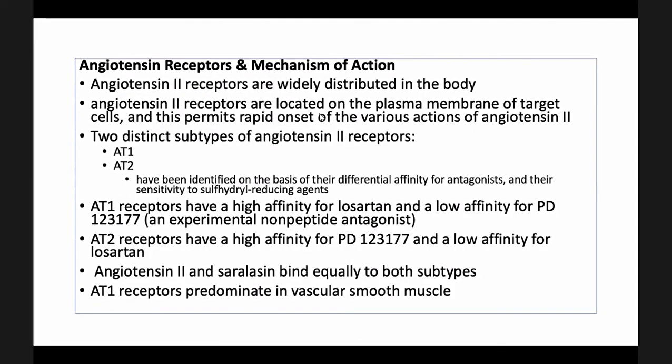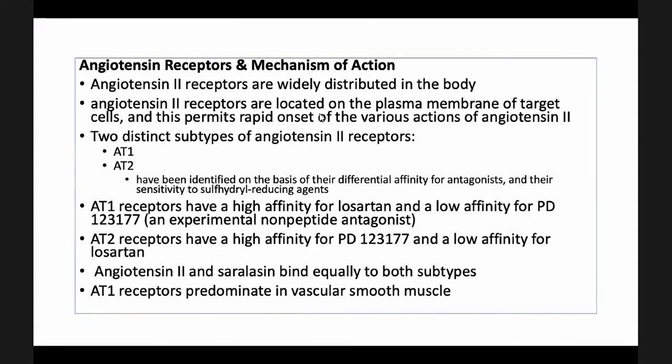So angiotensin II receptors are widely distributed in the body. The receptors are located on the plasma membrane of the target cells, and this permits rapid onset of the various actions of angiotensin II. So there are two distinct subtypes of angiotensin II receptors. You have AT1 and AT2.